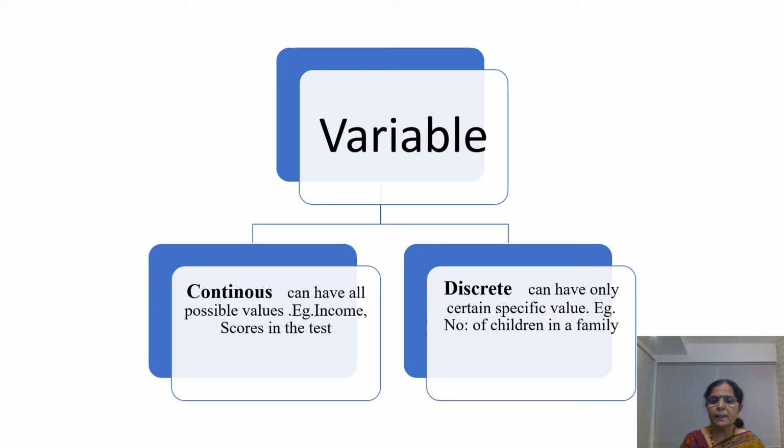On the other hand, discrete variables can have only whole number values, no fractions. Example, number of children in a family. The number of children could be either 2, 3 or 4, 1. Never 3.5 or 3.6. And also number of people in a place, the number of rooms in a house, and number of trees in a forest. So these are all examples for discrete variables.